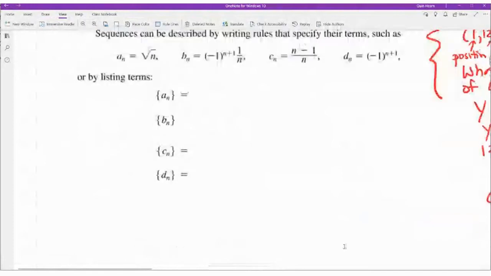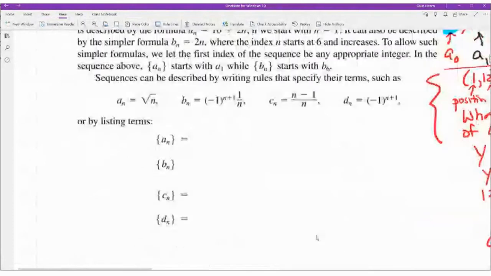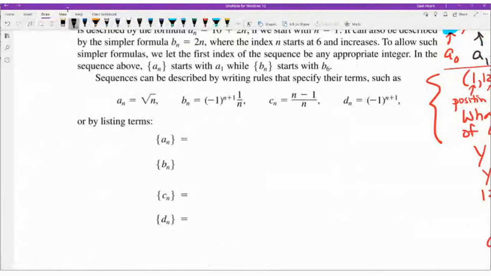All right, so if you see a sub n, b sub n, c sub n, d sub n inside of the little curvy brackets, that's telling you that you have a sequence. So this is sequence notation.